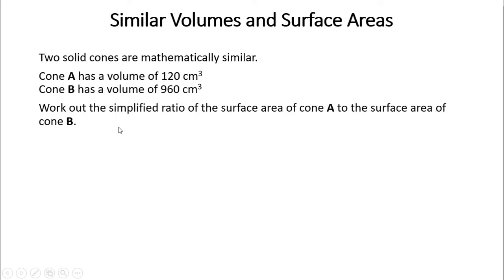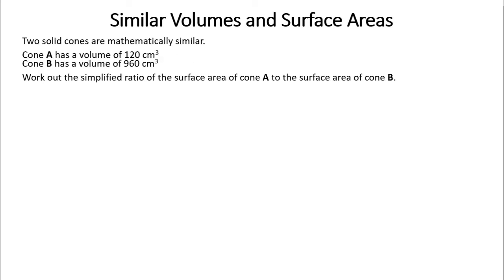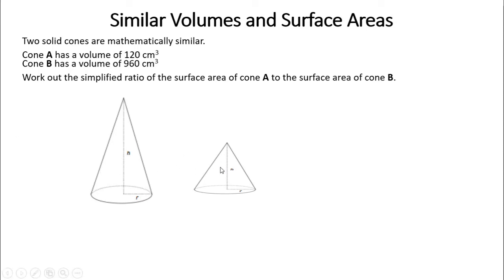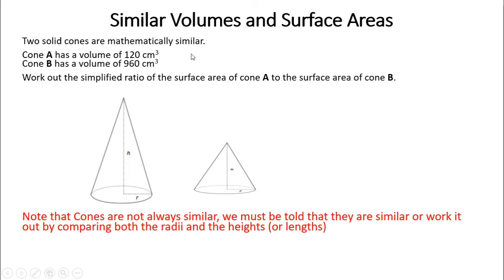First of all, let me make one thing clear. Unlike spheres and squares, cones are not always similar. This example here just goes to show that. The base here looks like it's even gotten bigger on that one, but the height's gotten smaller. So this is not an enlargement of that one. Okay, so they're not always similar, but they need to tell us it's similar, or we would have to work it out for ourselves.